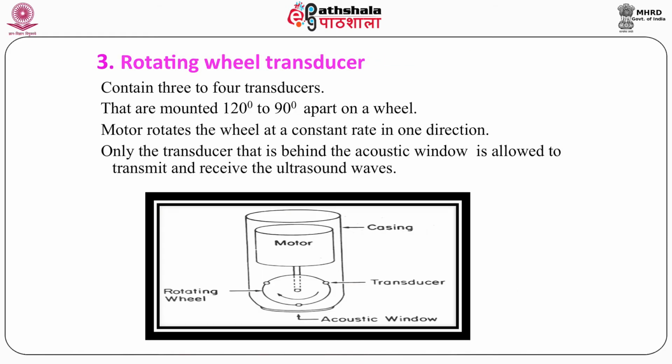Another type of mechanical transducer is the rotating wheel transducer. It contains 3 or 4 piezoelectric elements enclosed in an enclosure, about 120 to 90 degrees apart on a wheel. The motor rotates the wheel at a constant rate in one direction only. Only the crystal that is behind the acoustic window is activated, and a trapezoid shape image may be produced, as you can see here showing the rotating wheel type of mechanical transducer.